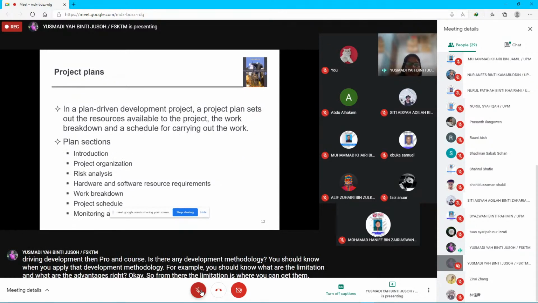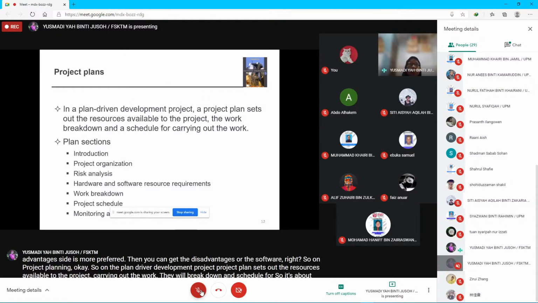On project planning, in plan-driven development, the project plan sets out the resources available to the project, the work breakdown and the schedule for carrying out the work. So it's about planning and scheduling. This is what we usually put inside the report on software development project planning.